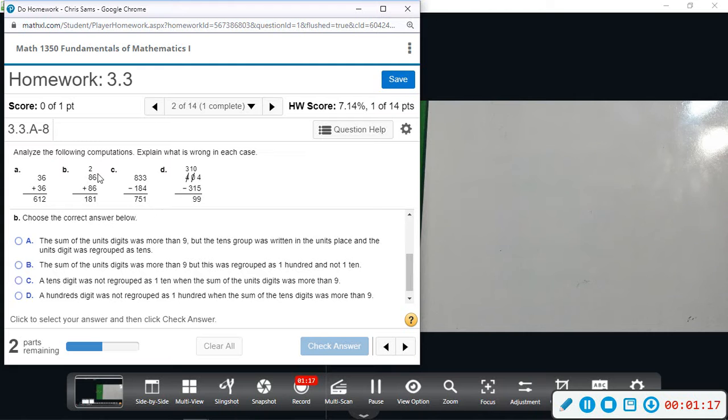Alright, B, looks like we have 6 plus 6 is 12, but they have a 1 here. So it looks like they wrote the 1 down and carried the 2 over out of the 12. And then 8 and 8 is 16, 17, 18, and add that 1. So they just kind of flip-flopped the ones and the tens place. So the sum of the units digit was more than 9, but the tens group was written in the units place, and the unit was regrouped as the tens. That looks like that's what happened. They switched the 12, 1 and 2.